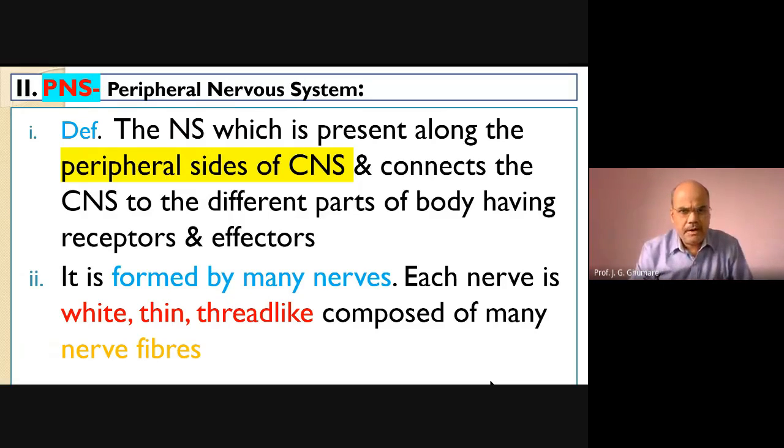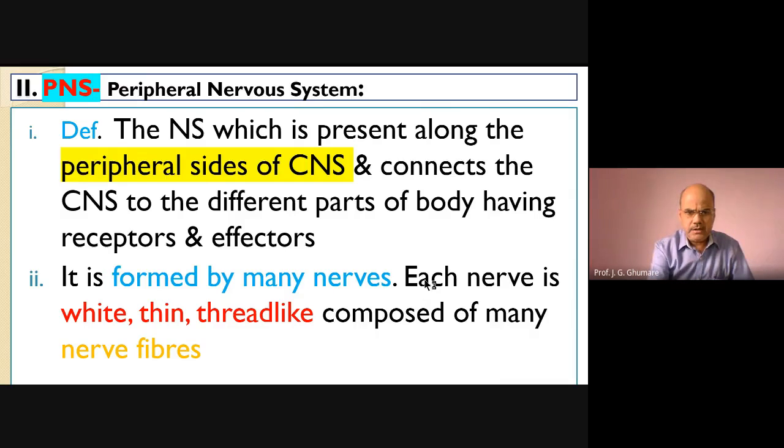When we say different parts, we'll have two mainly. The one which will receive the information is called the receptor. The one which will show responses is called the effector. And the one which is present in between the CNS and the receptor and effector, remember, is formed by many nerves.